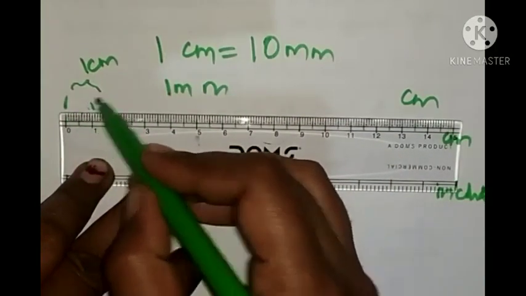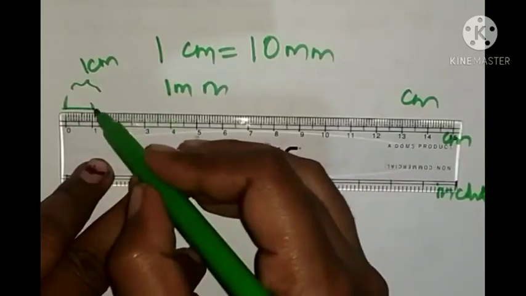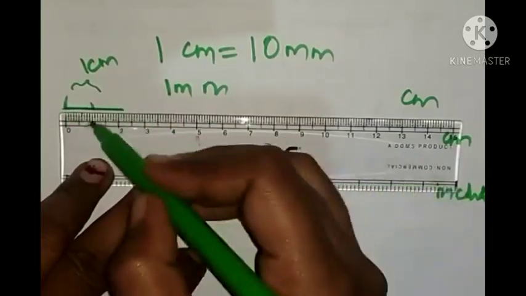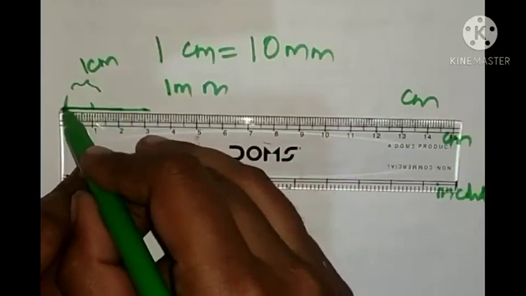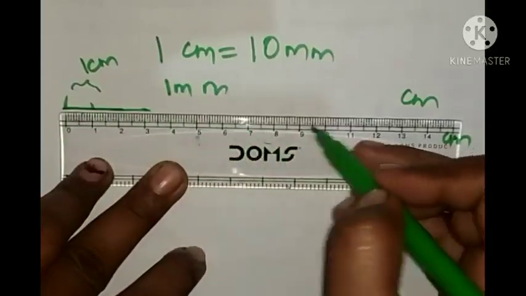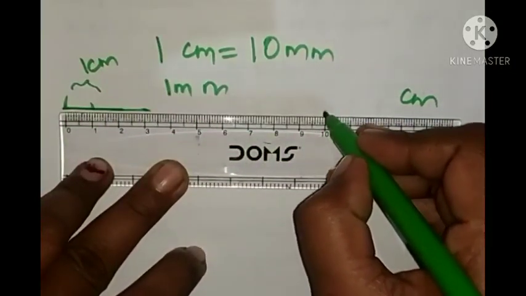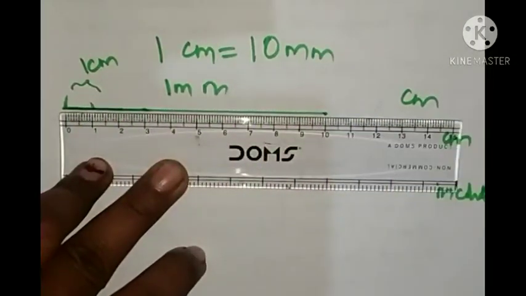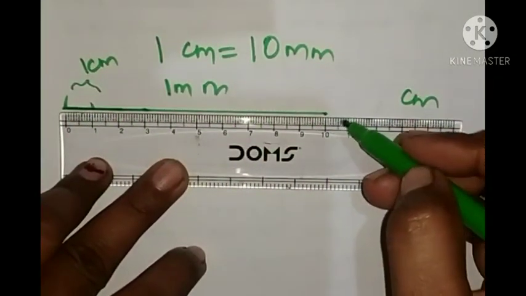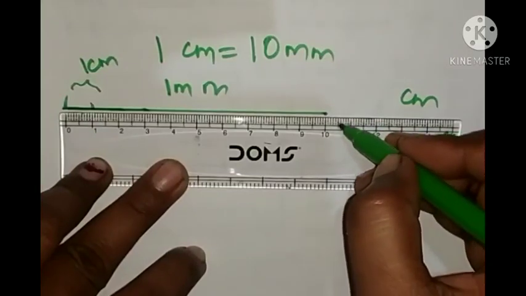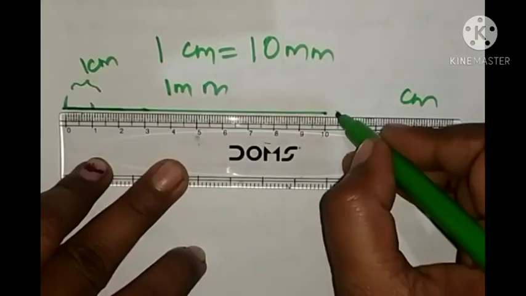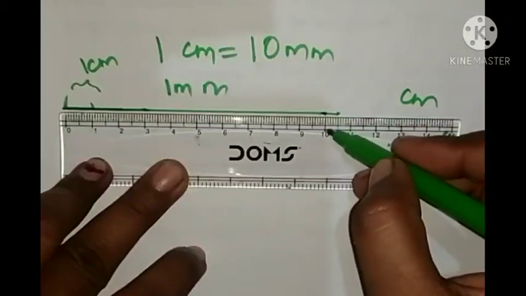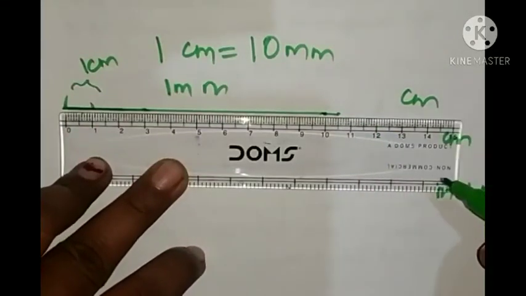0, 1 centimeter from here to here, from here to here. This is 2 centimeter. This is 3 centimeter. 4, 5, 6 centimeter. If you want here 10 centimeter, put point here and draw here. This is 10 centimeter. If then here, look at here. If the point will be here, then what will you put? This is 10.5 you will say.